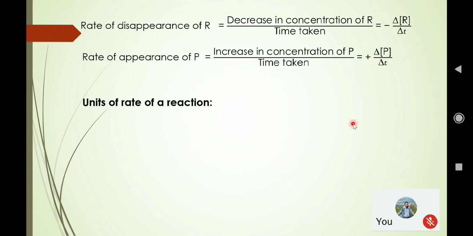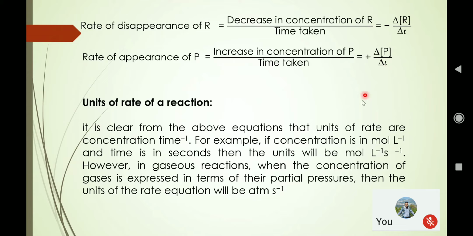Now what should be the unit of rate of reaction? Since the numerator is the concentration, which can be expressed as moles per liter, and the time may be taken in seconds, minutes or hours, accordingly the unit will be moles per liter per second or moles per liter per minute, like that. Here it is written as moles per liter per second if the time is taken in seconds.